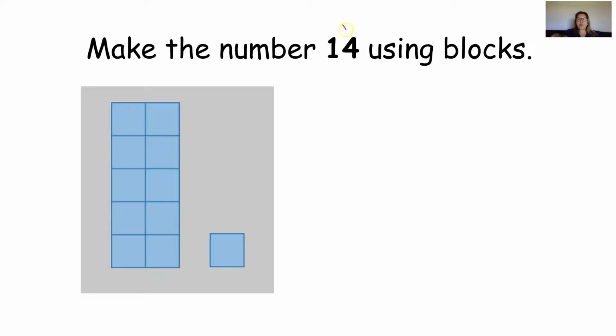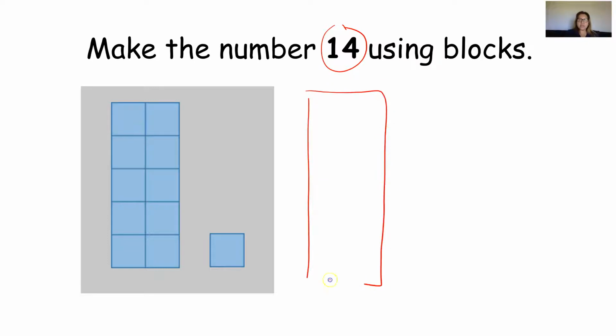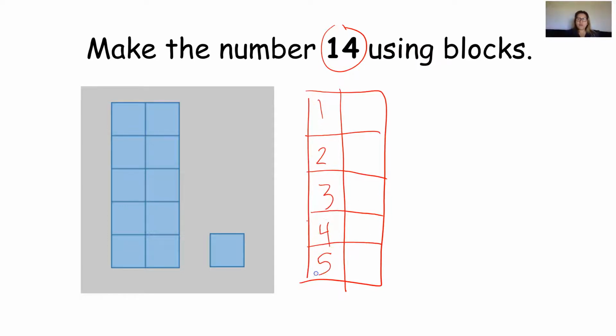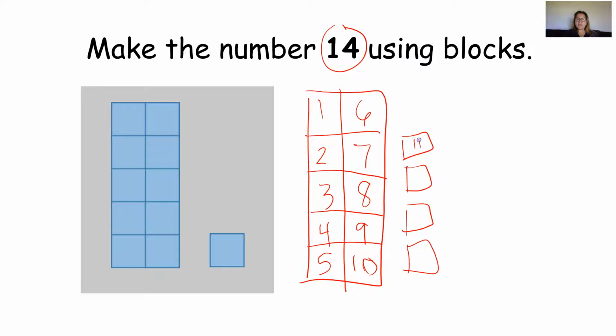Make the number 14 using blocks. Okay, so I'm going to have my tens frame. And boys and girls, I make 4 lines because that makes it 5. 1, 2, 3, 4. 1, 2, 3, 4, 5. So I have 5 on each side, 5 here and 5 here. But I'm going to count on. After 5, we have 6, 7, 8, 9, 10. And then I need 4 more. 1, 2, 3, 4. Because after 10, I have 11, 12, 13, and 14.